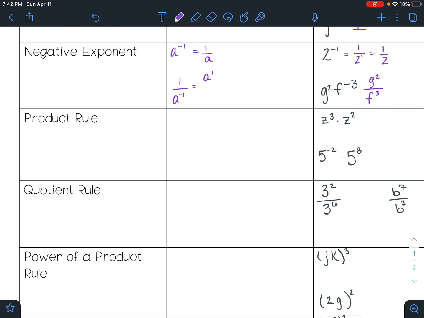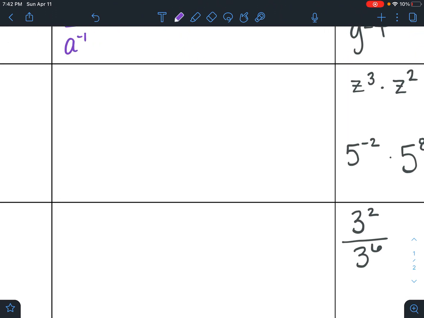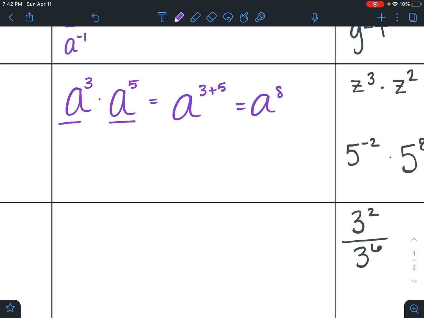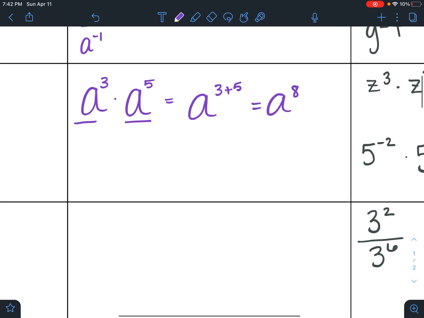All right, let's try another one. Here's the product rule. What the product rule says is, hey, if I have two bases, so they're both a's, okay, and they're being multiplied, and let's say this has an exponent of 3, and this one has an exponent of 5. Because these have the same base, or big number, what we're going to do is we're going to take those exponents and we're going to add them. 3 plus 5. Obviously 3 plus 5 here is 8. So my final answer would be a to the 8. Let's try some more examples.